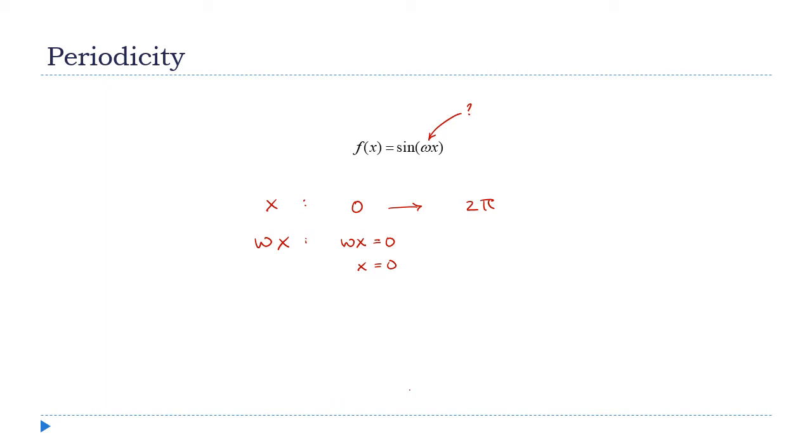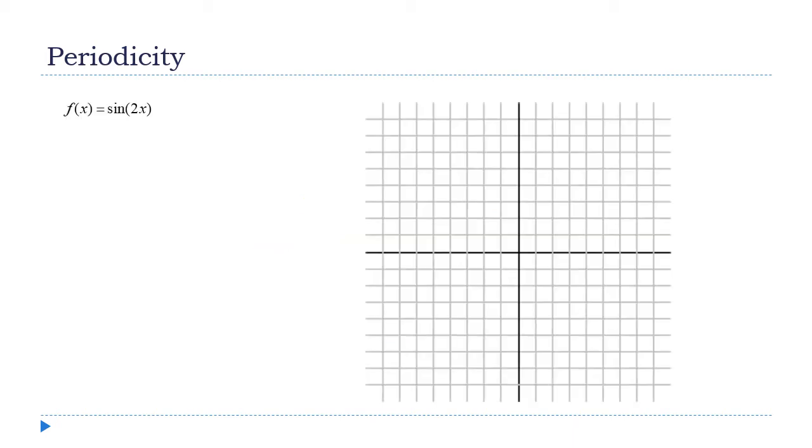Now, where is the ending point of this period? Well, this function's first period ends when omega x equals 2 pi. And that happens when x is 2 pi over omega. And that's a formula we're going to have, right? You need to write this in your notes or wherever. The period of the sine function is equal to 2 pi divided by omega. Okay, so let's see how we can use this. All right, so let's see how we can graph this thing.